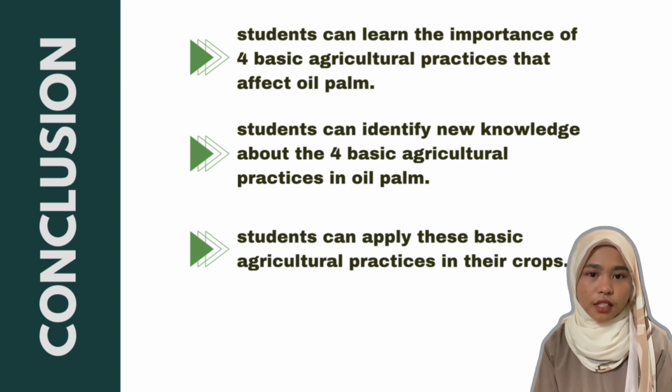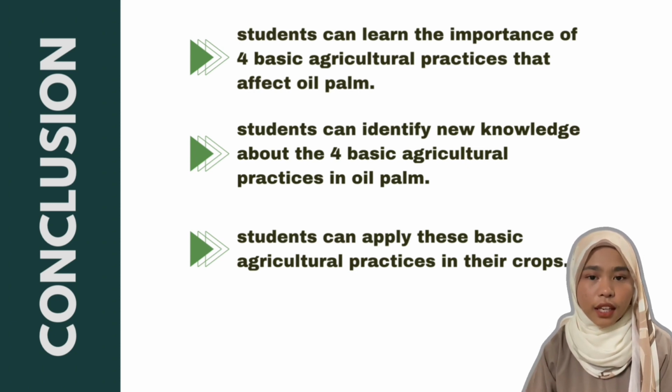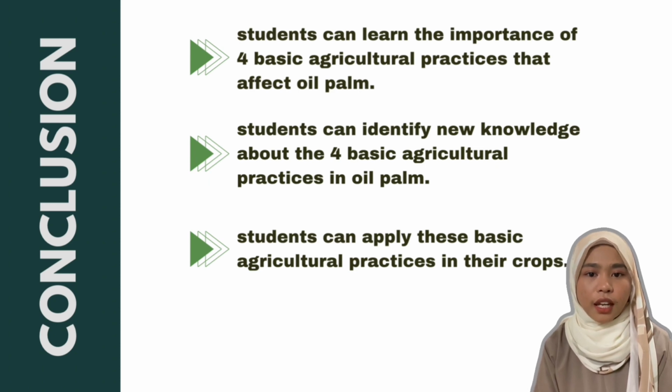The conclusion is that students can learn the importance of four basic agriculture practices that affect oil palm. Second, students can identify new knowledge about the four basic agriculture practices in oil palm. Lastly, students can apply these basic agriculture practices in their crops.